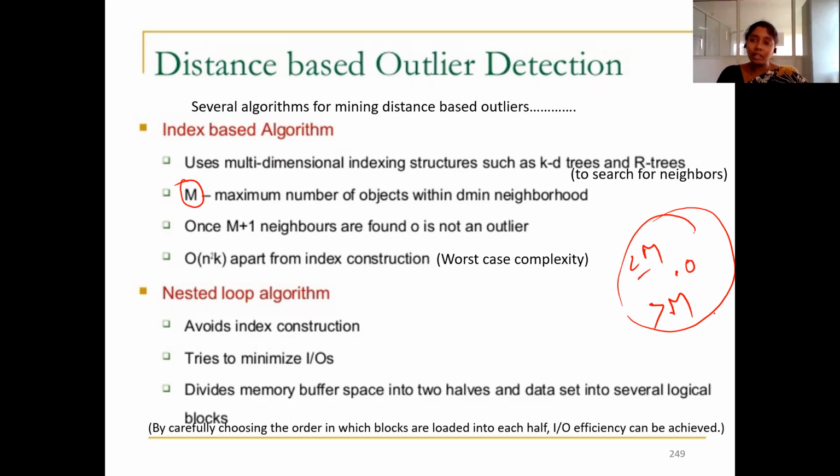Whereas coming to the nested loop algorithm, it especially tries to minimize the IO cost. This was all covered in the last class itself; I'm just rewinding those things. It divides the memory space into two parts, and divides the data buffer into several logical blocks. IO efficiency is achieved by choosing the order in which blocks are loaded into each half of the memory.